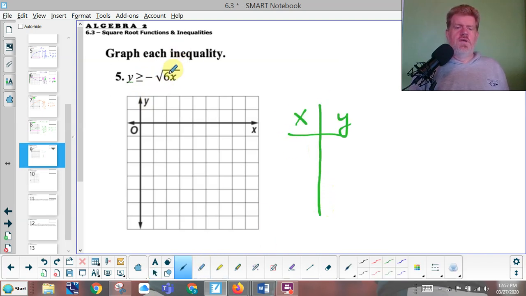All right, what would make this equal to 0? Well, 0. 0 times 6 is 0, square root of 0 is 0, negative 0, it's all still 0. It starts right there.